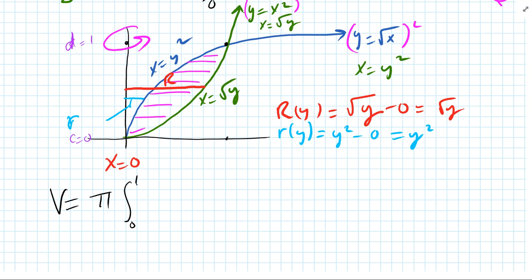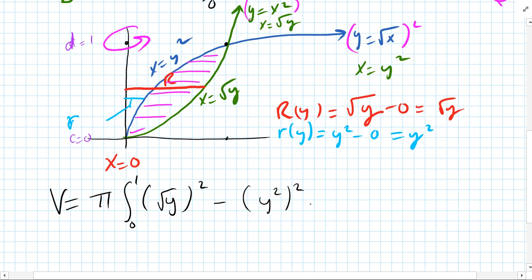What's my outer radius? Square root of y, squared, minus what's my inner radius? Y squared, dy. This is the exact same integral as above, only in terms of y. So is it going to be that easy? Yes, it really is. It's that simple.